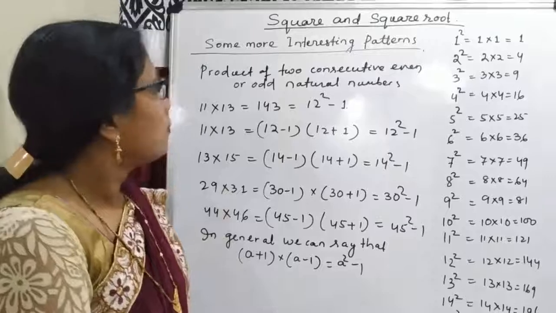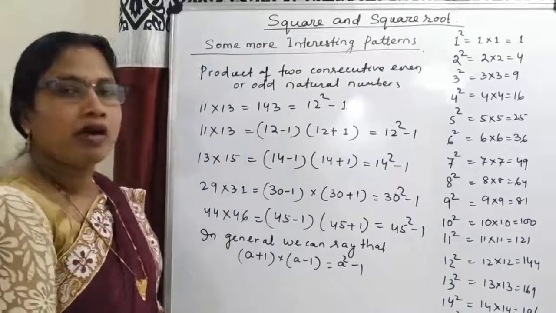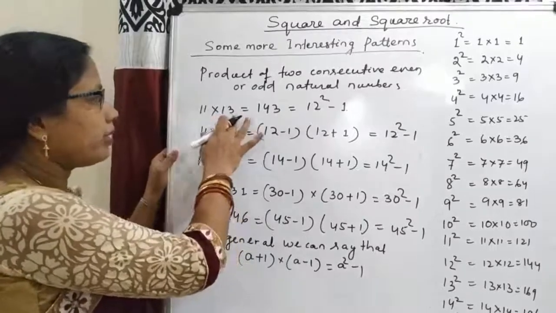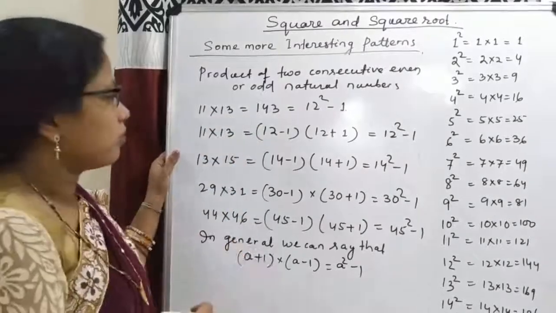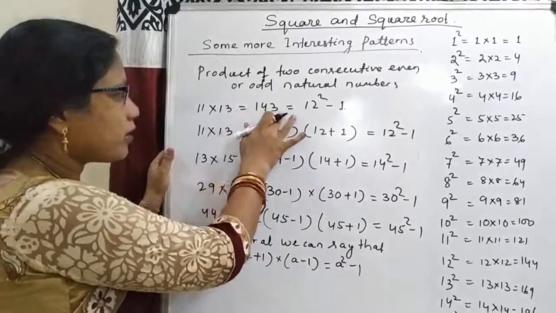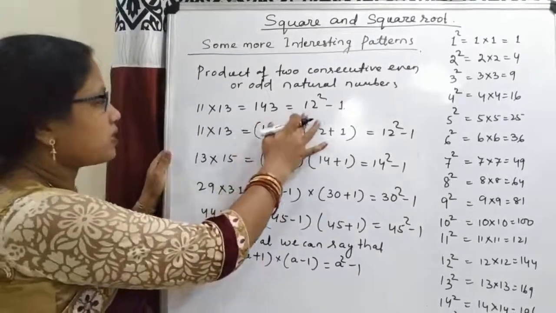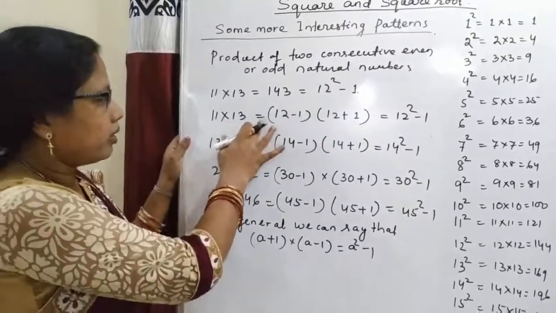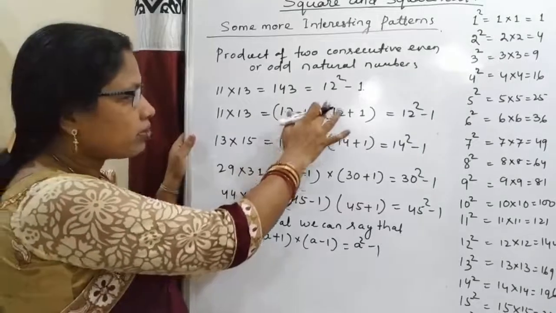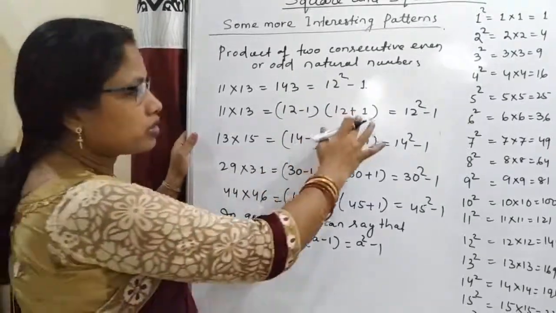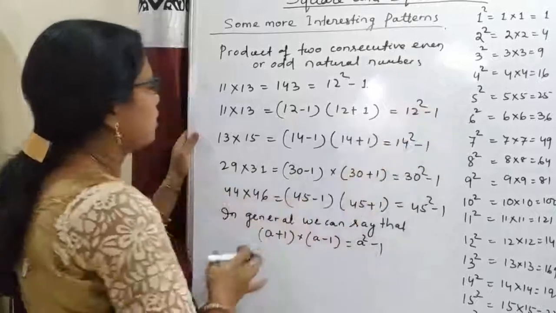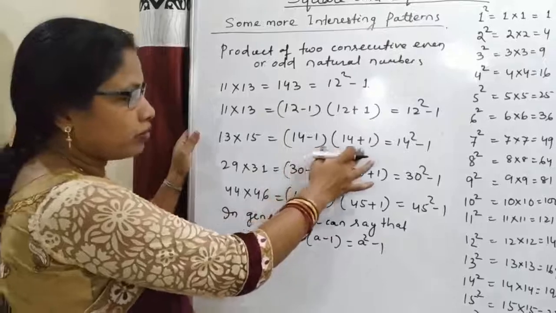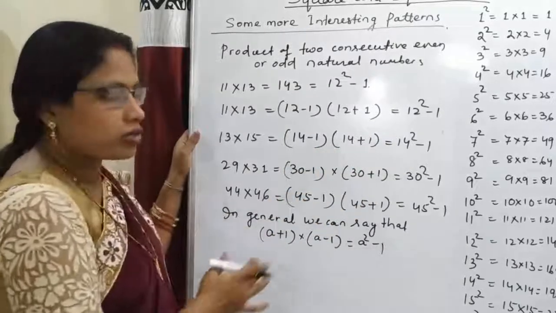Next pattern, product of two consecutive even or odd natural numbers. So 11 multiplied with 13. 11 and 13 are two consecutive odd numbers. So their product is 143, or it can be expressed as 12 square minus 1. So 11 multiplied with 13 can be written as 12 minus 1 multiplied with 12 plus 1. So this is equal to 12 square minus 1. Here 13 multiplied with 15. So 14 minus 1 multiplied with 14 plus 1. This is equal to 14 square minus 1.